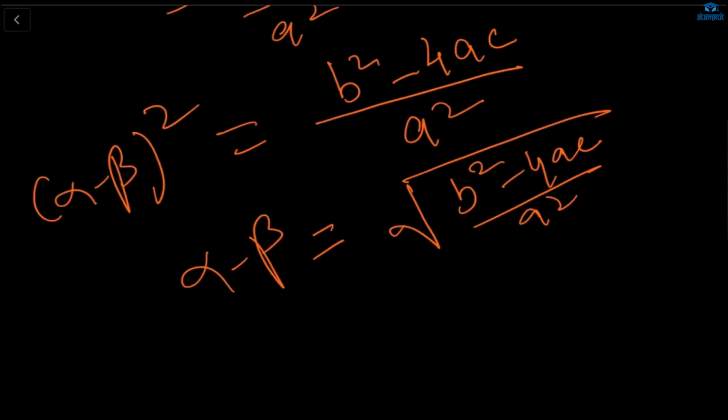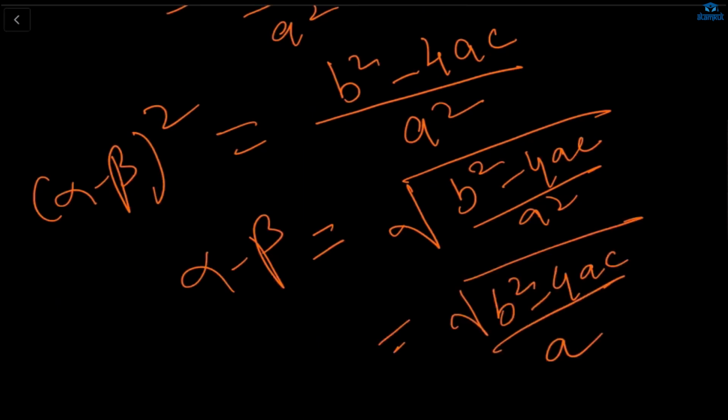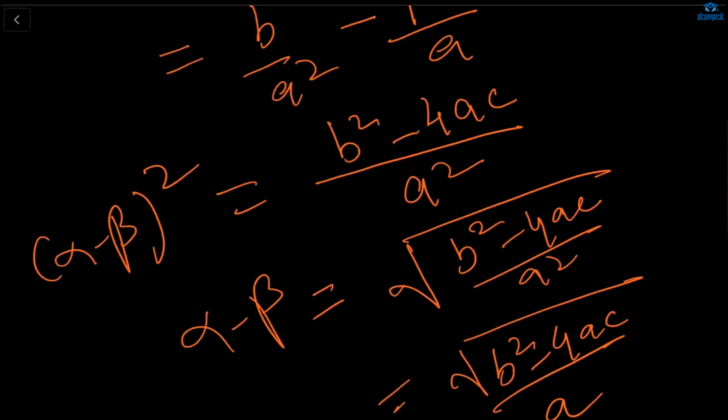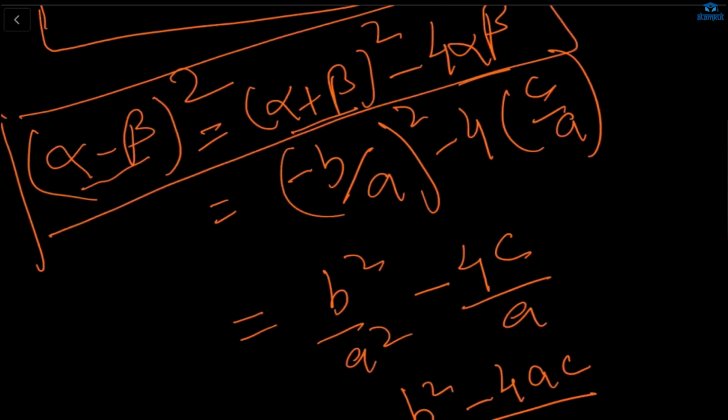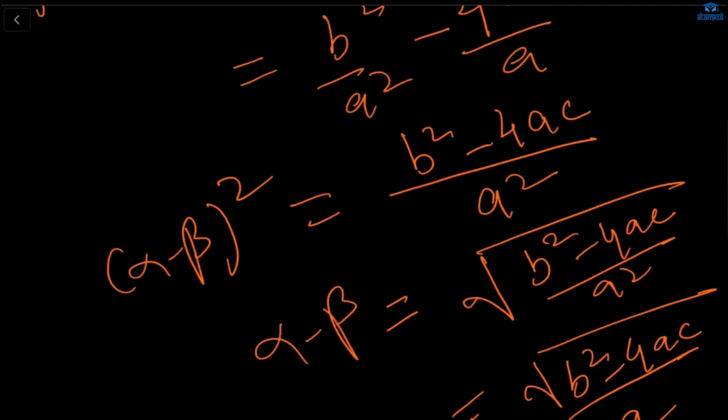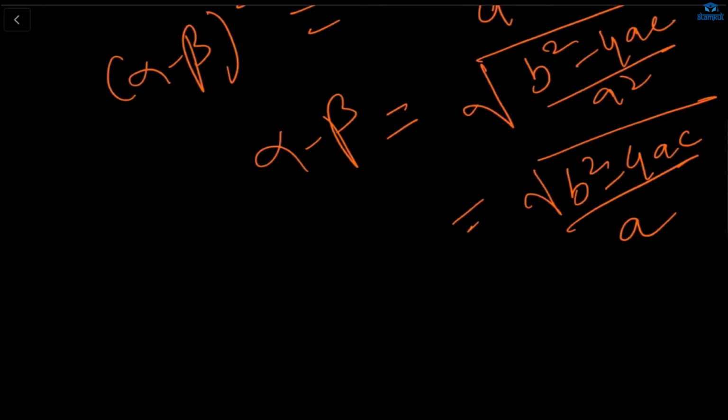So it will be root b square minus 4ac upon a. Any doubt in the question? Anyone? The main formula that you have to use was this. And after this, you are just putting the value here and solving, simplifying the value. And we have got the value as root b square minus 4ac upon a.